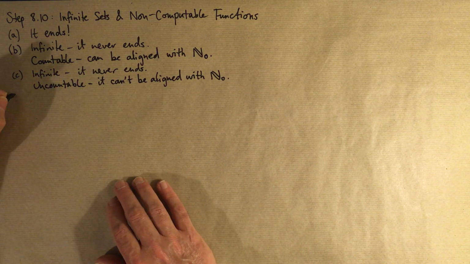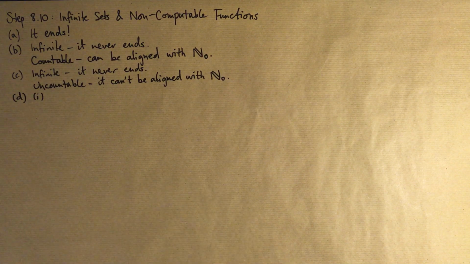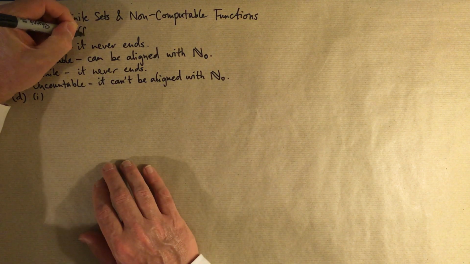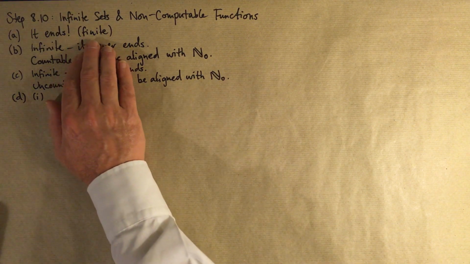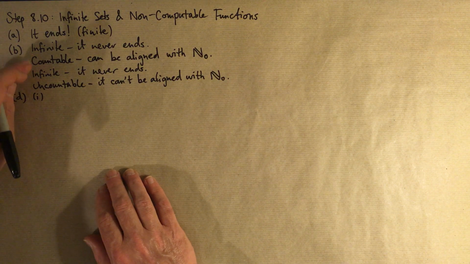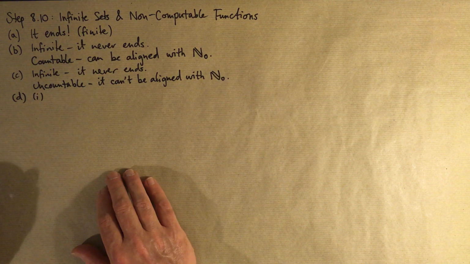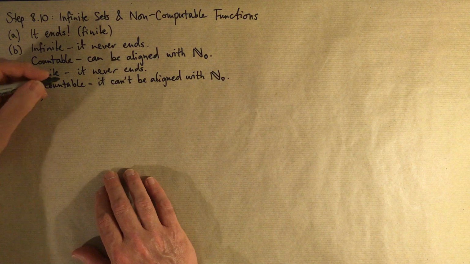So in the last part of the exercise I gave you 9 sets and I asked you to classify them as either finite, infinite and countable, or infinite and uncountable. So the first one is an easy one. It's the set of all students taking CS 103.